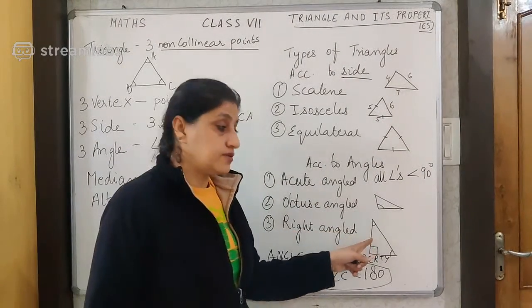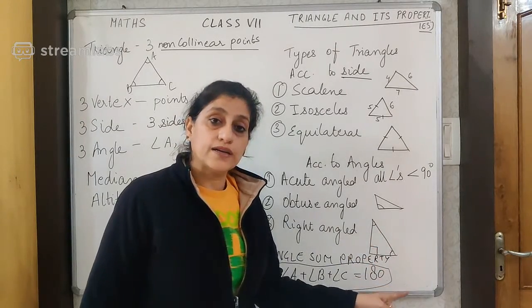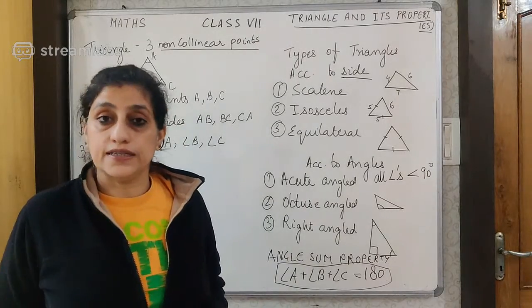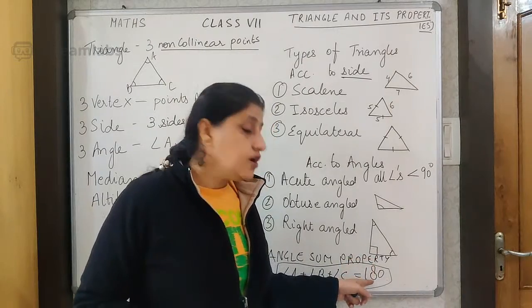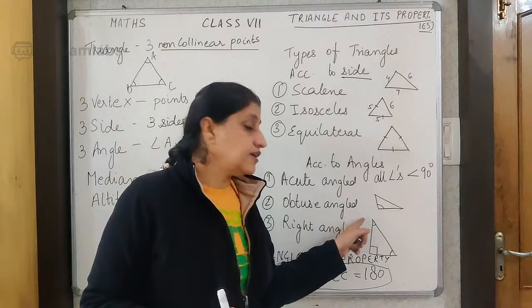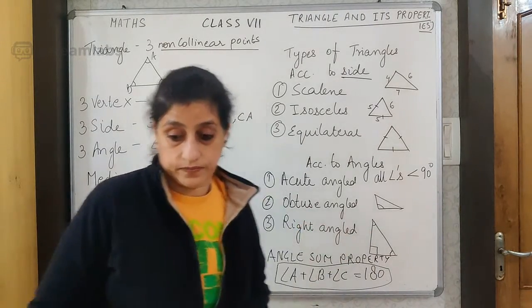Now I am coming back to this. If one of the angles is 90, what about the other two angles? The sum of the other two angles here will also be 90. Only in the right angle triangle I am saying. Because one is 90, 180 minus 90 makes it 90. It means the total of the other two angles will be 90 in a right angled triangle.